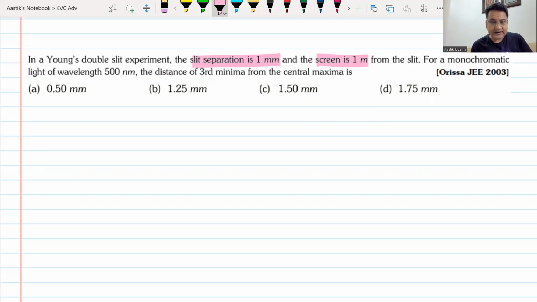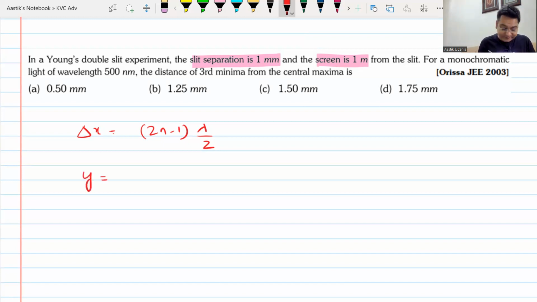Option B is correct. How did you get it? Same formula, sir. Third minima from the central maxima, same formula you have to apply. Delta x is (2n minus 1) lambda by 2. That is the path difference. You have to find out the position of y. Do we remember this y? Yes, sir. And that is this path difference multiplied by tan theta or something like that. Yes or no? Do we remember this formula?